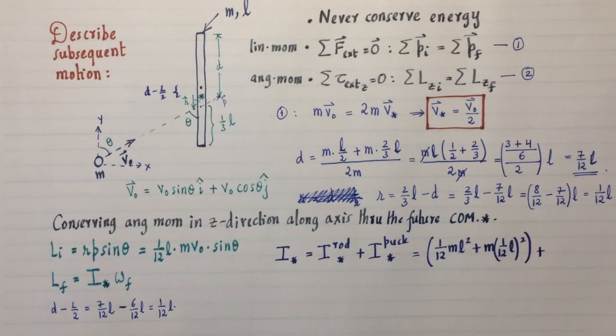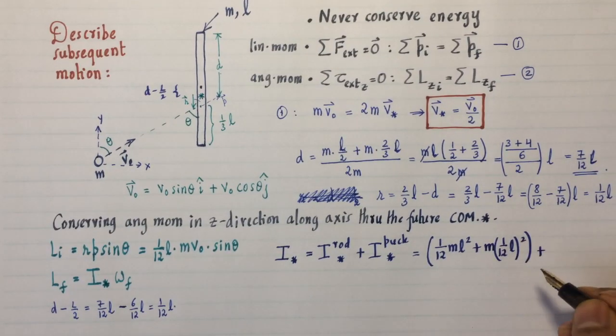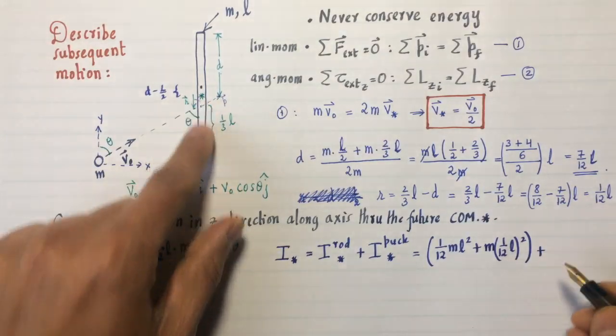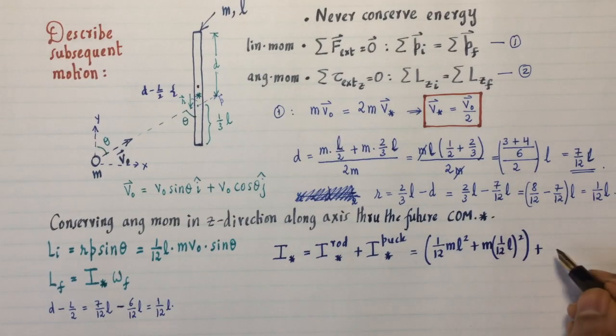Now what about the puck? The puck is a point mass, so the moment of inertia of the puck about the new center of mass is just m times little r squared, and little r is just 1/12 L again, so that's m times (1/12 L) squared, because the puck is a point mass. So that's the total value.